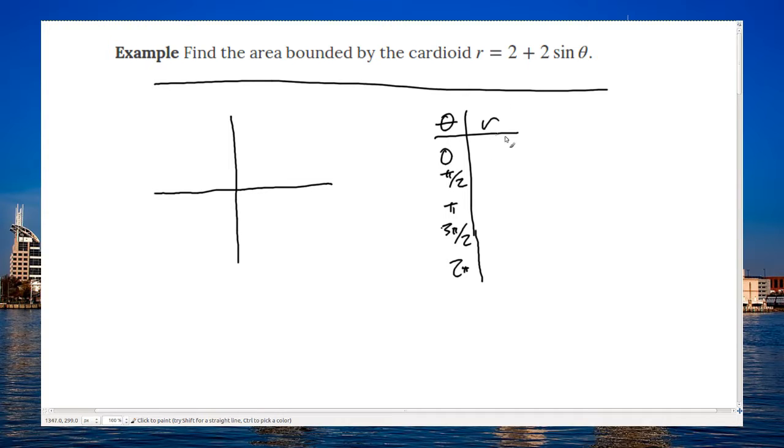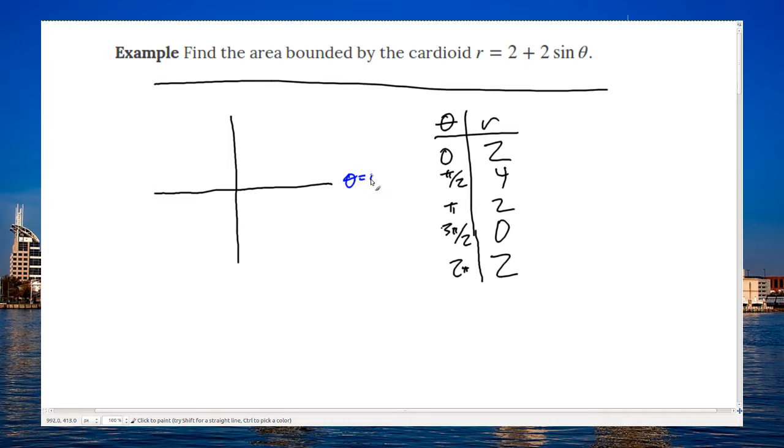So 0 is going to give me 2 plus 0, and that'll be the same as 2 pi. When I plug in pi over 2, that's 2 plus 2 is 4. If I plug in pi, I get 2 again. If I plug in 3 pi over 2, I get 2 minus 2 is 0. And you can check my work on that if you like. But let's go ahead and plot those points.